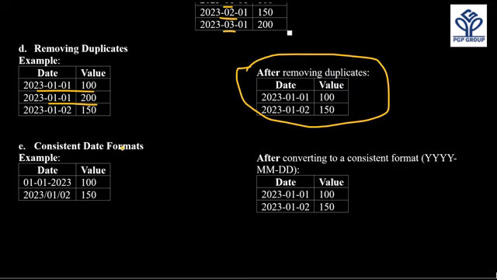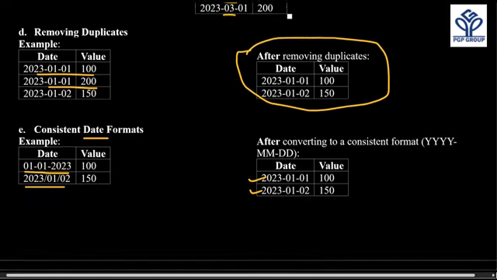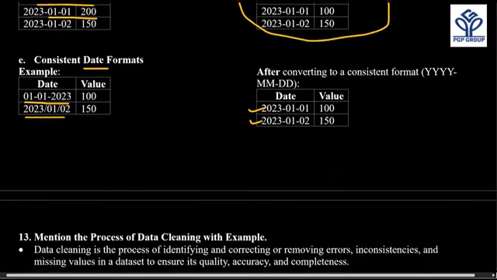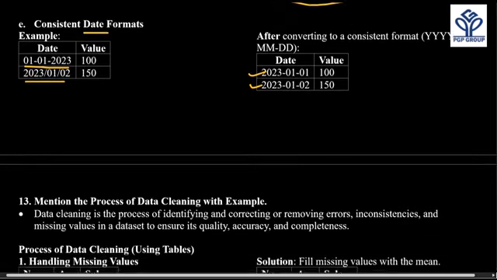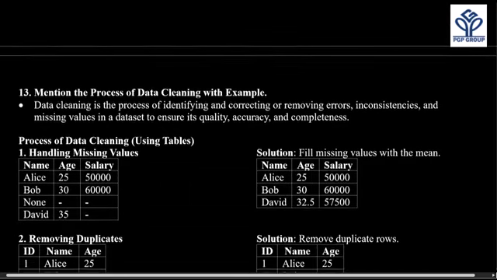Now, consistent date formats. What does that mean? You can see here I'm using a different date format here and a different date format there. You can change all the dates into a common format, so we are going for this particular format I'm writing. So these are all the steps available in data cleaning. It's a very important short answer question, and also a very important long answer question.